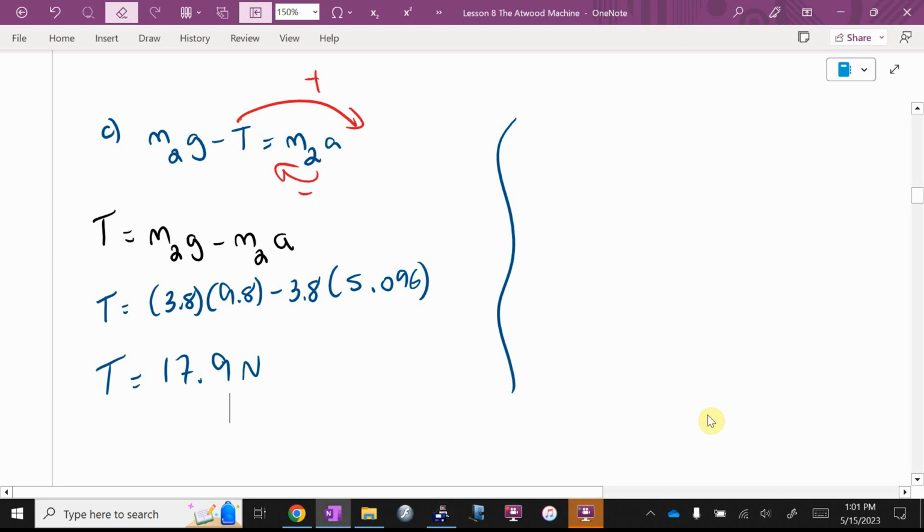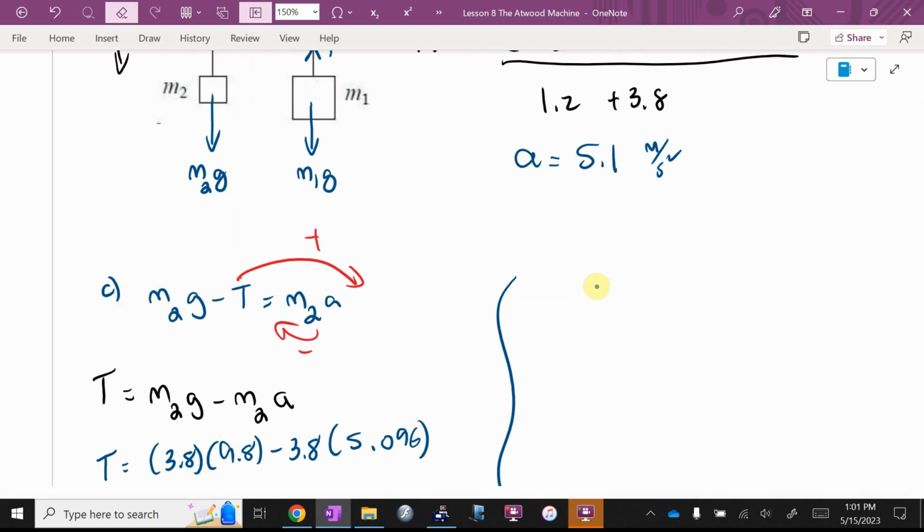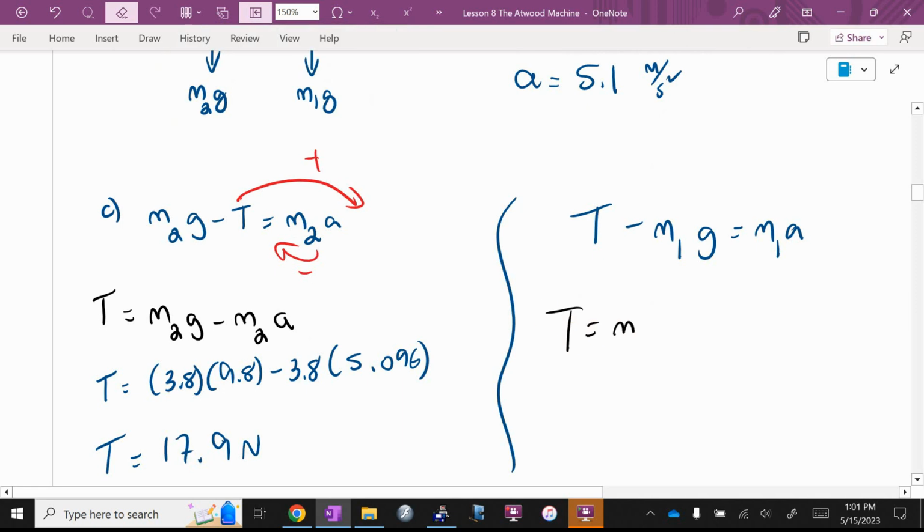I could also have used mass 1. Would have worked. Carson, which way is mass 1 accelerating? Who's winning for mass 1 then? Who's losing for mass 1 then? You could go tension minus M1G equals M1A. How would you get the T by itself? It's going to be M1A plus M1G.